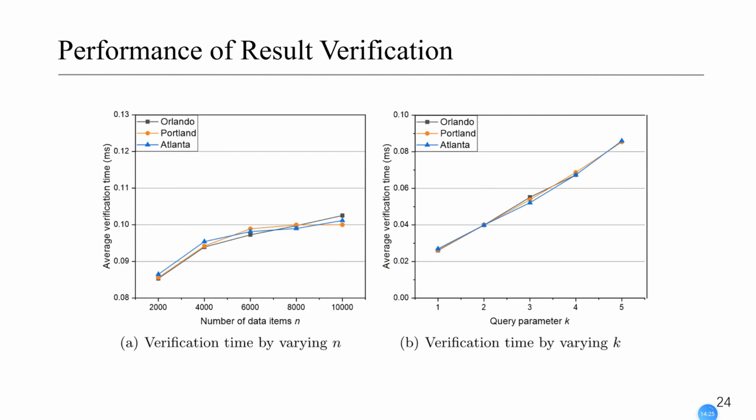After the service provider returns the results and proofs, the user verifies the results by recomputing the root hash value from the received hash values. It costs the data user in Orlando 0.08 milliseconds and 0.1 milliseconds when k equals 1 and N equals 2,000, and k equals 2 and N equals 10,000 respectively.